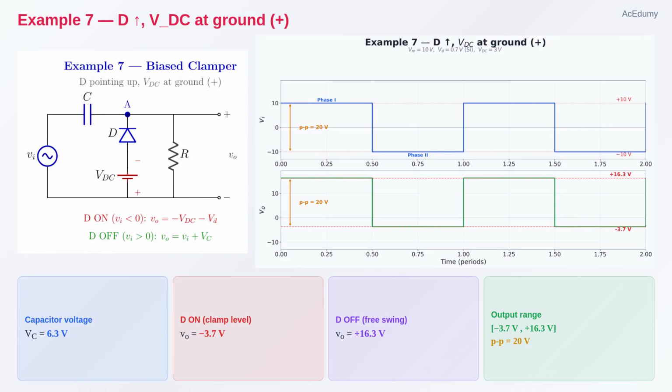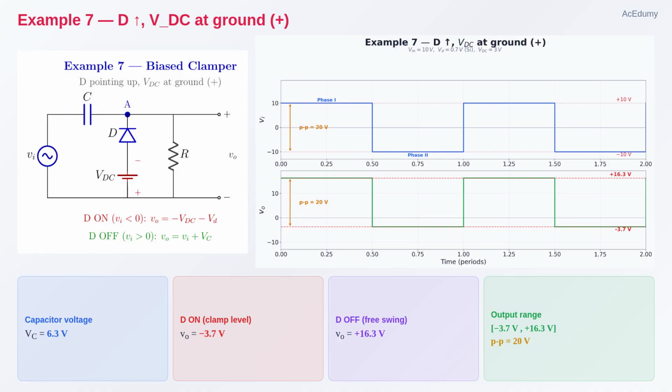The last variation. The diode points up. Bias V sub DC is on the ground side, opposing the diode's natural conduction. The diode conducts during the negative half cycle. The clamp level is minus the quantity V sub DC plus V sub D, which is minus 3 minus 0.7, equals minus 3.7 volts. The capacitor charges to V sub M minus V sub DC minus V sub D, 10 minus 3 minus 0.7 equals 6.3 volts.